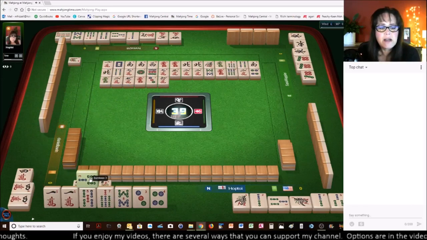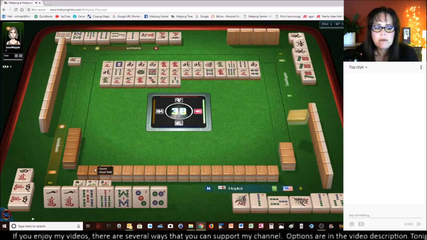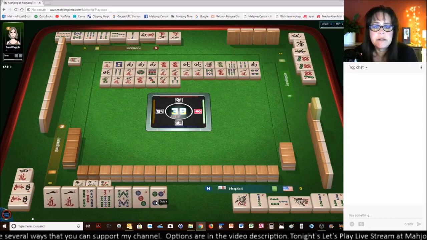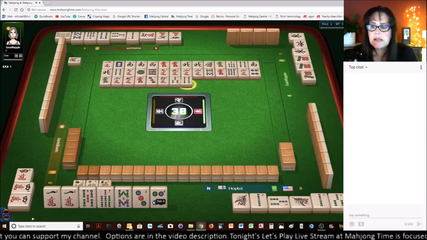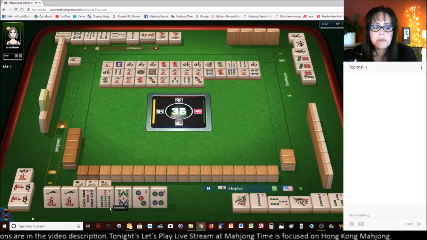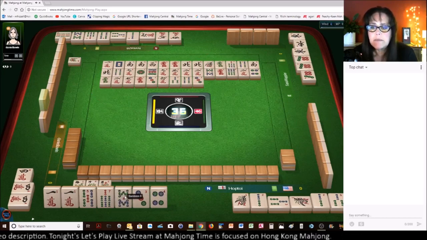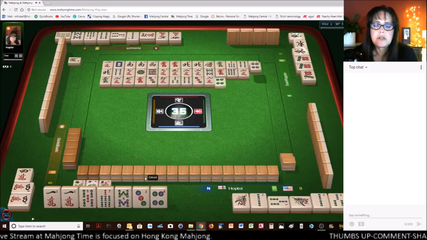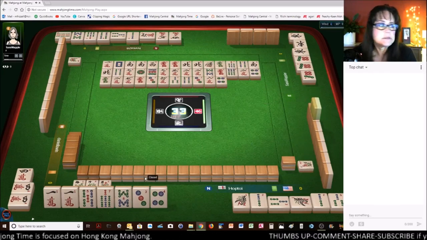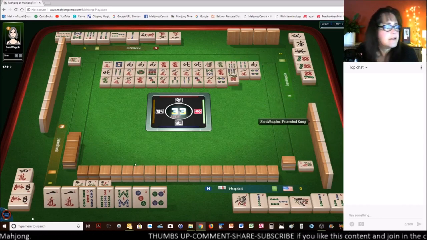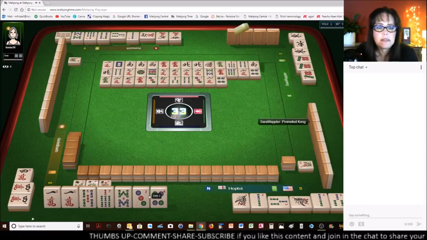Okay, 3-5, we're going to get rid of that. We need a 7-8 chow and a 3-4 chow here. There are no five dots out, no two dots. So this 3-4 chow is viable. And then the 7 bam, 8 bam, that's viable too. Oh, another four dot. Four dots. At least it was a safe discard. Seven dots. Yeah, no. Mahjong.